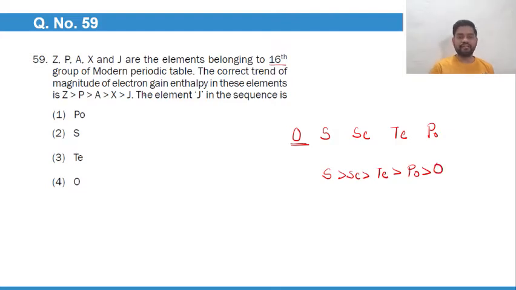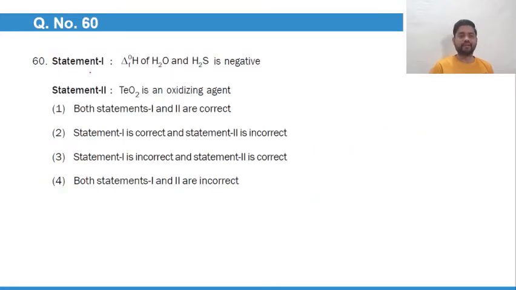So what was the element J? Element J will be what? Oxygen, without any issue. Okay, so 59, option number 4 will be the right answer. Memory based, but yes, easy.